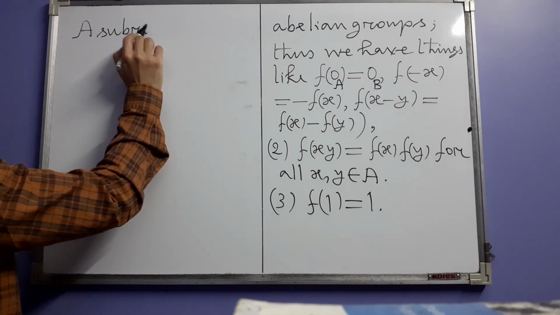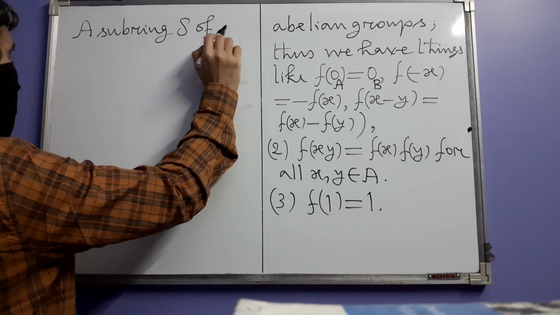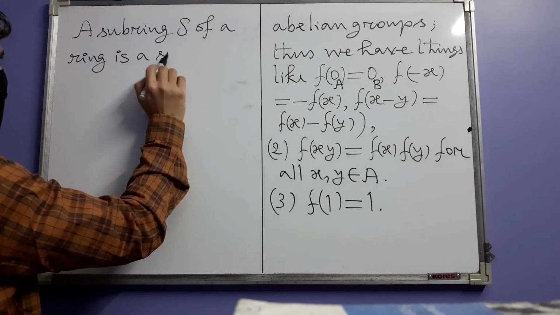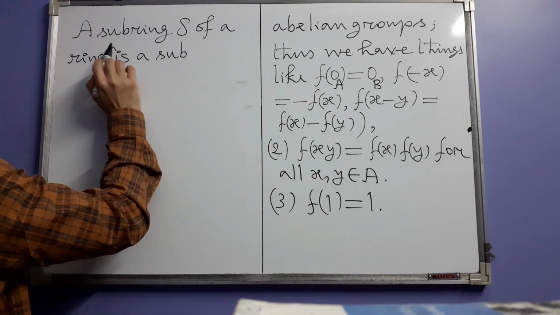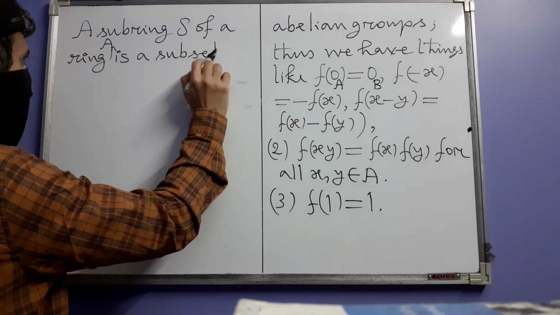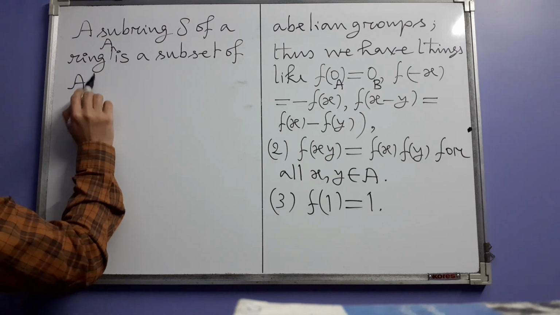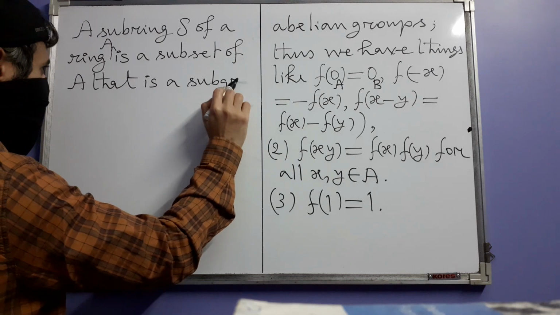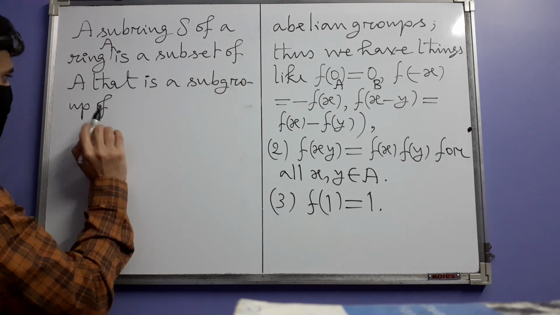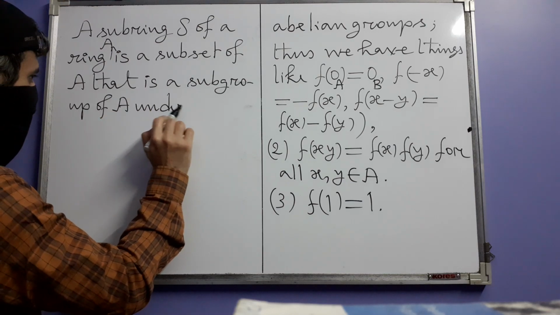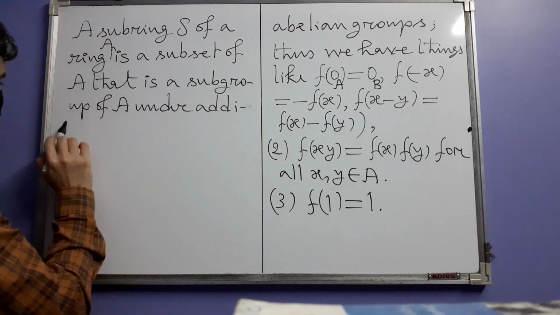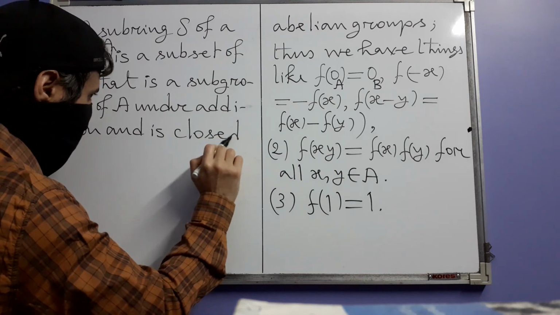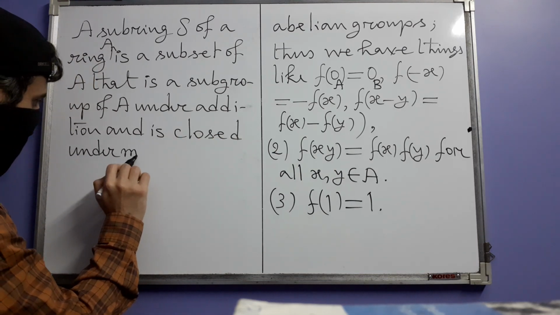A subring S of a ring A is a subset of A that is a subgroup of A under addition and is closed under multiplication.